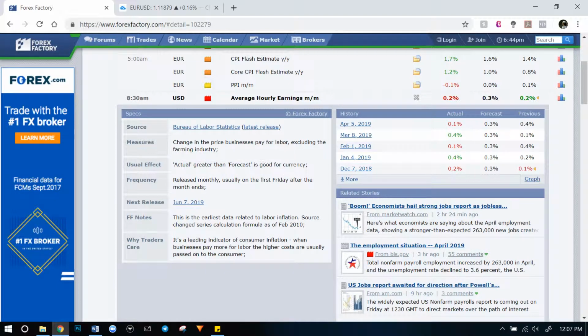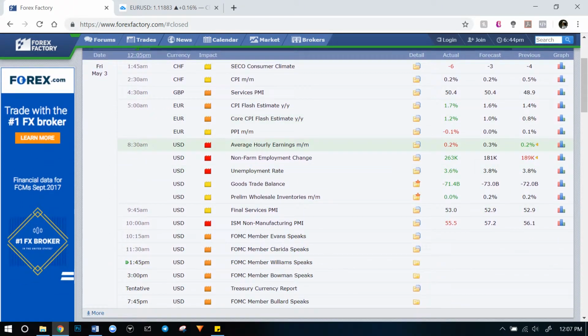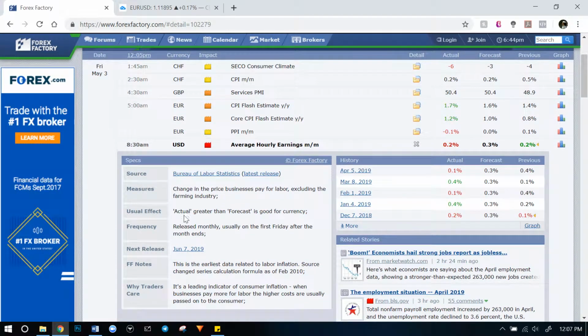The usual effect, when the actual, meaning the actual data release or the real result, is greater than forecast. So this is forecast over here. Let's exit this. Actual greater than forecast is better for the currency, right? This is the forecast, meaning the predicted, and this is what actually came out. So what you want to look for is what actually came out. You're not trading based off of the forecast. Okay, let's go back to the details. Usual effect, actual greater than forecast is good for a currency, but it was bad.